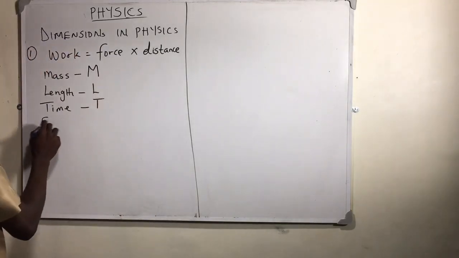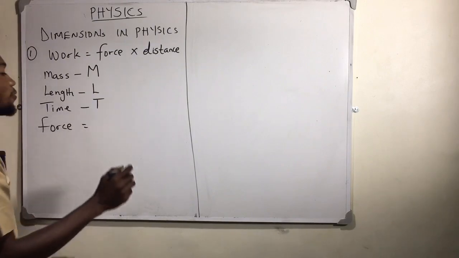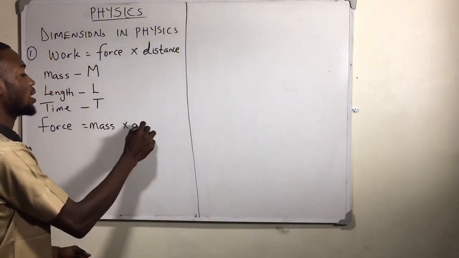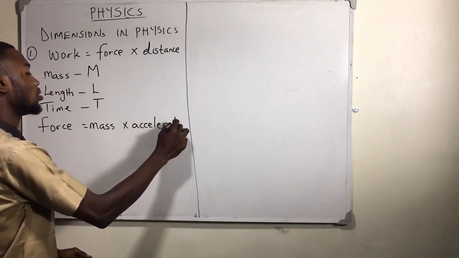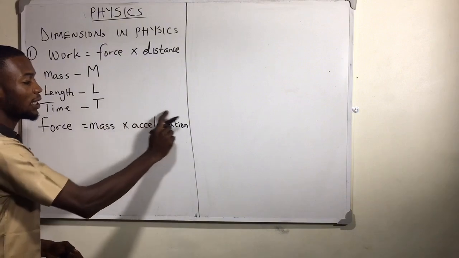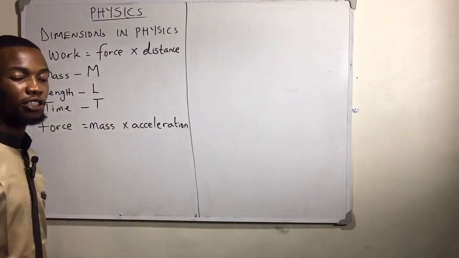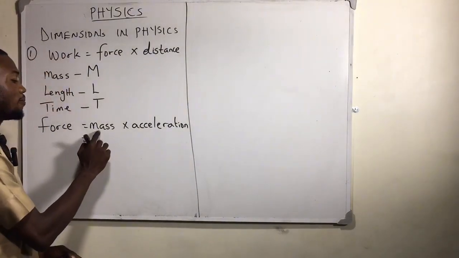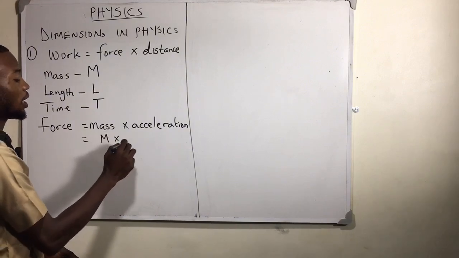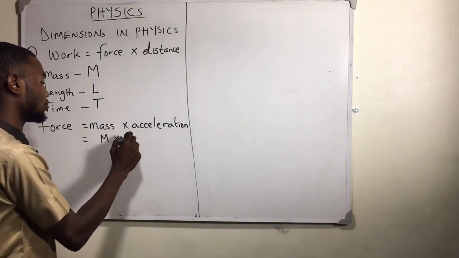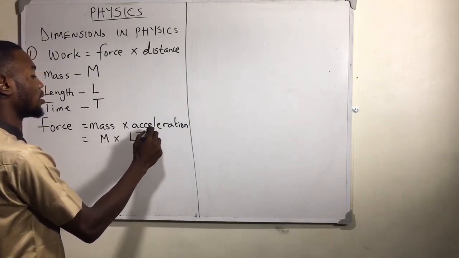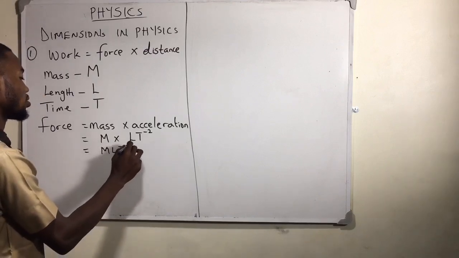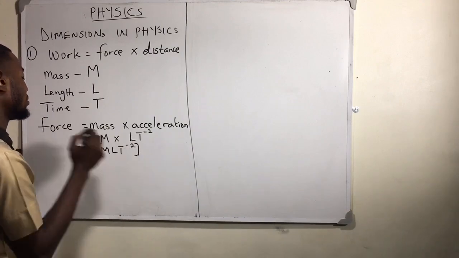But force. When we say force, force is mass times acceleration. In my previous class, I've already explained how to get the derivation for acceleration. That's the dimension for acceleration. Now, we're going to have mass as M multiplied by acceleration, which is LT raised to the power of minus 2. Altogether, we have MLT raised to the power of minus 2. That's the dimension for force.